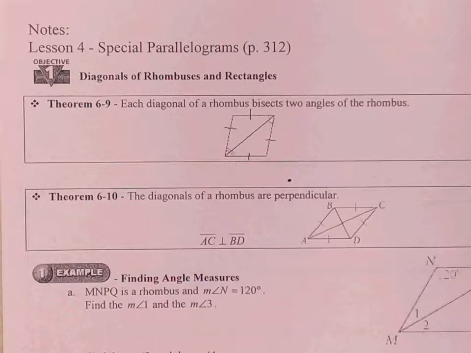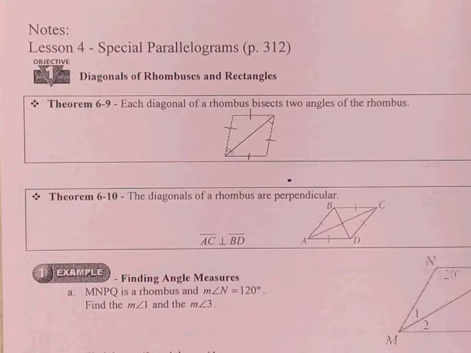So let's get to it. Today, notice we're on lesson 4, which is special parallelograms. It actually goes along with what we're doing on page 312 in the textbook. It's section 6.4. We are skipping lesson 3 just because of time reasons. I chose not to cover that section. But today we're going to talk about special parallelograms, which are those rhombuses and rectangles.